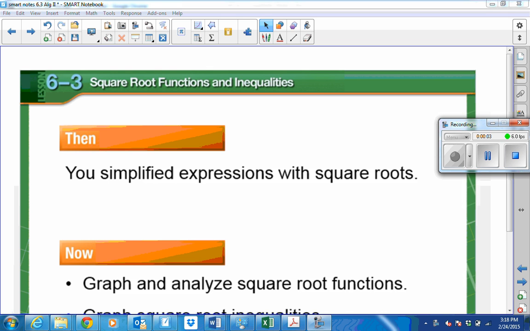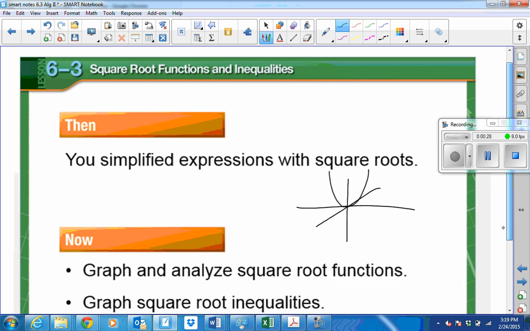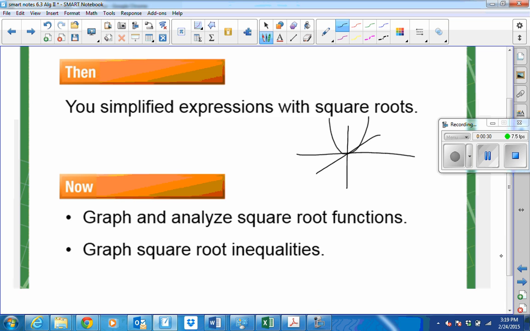So today we're going to talk about square root functions and inequalities. This is going to be another one of your parent functions. This year we've talked about parent functions that are lines, when we just have y equals x. We've talked about the quadratic, which is always going to be a parabola, and we talked about how to transform that within the coordinate plane. Now we're going to move on to square root functions, and we're going to graph and analyze square root functions, and we're going to graph square root inequalities.